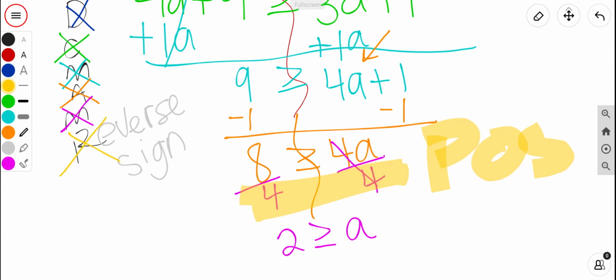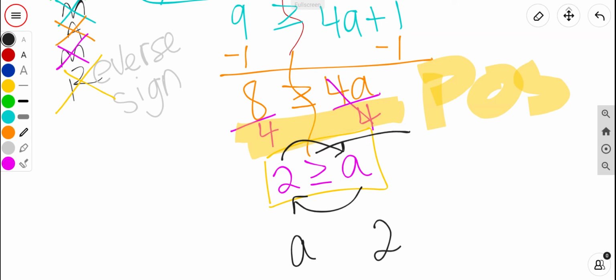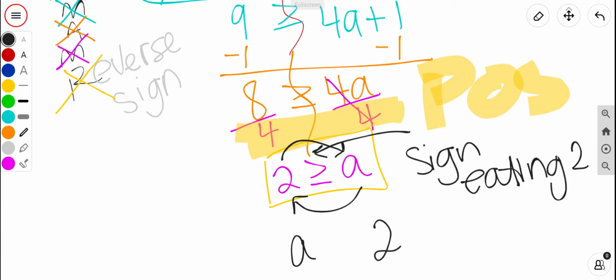But look, I have to have my variable on the left. And right now it's on my right. So I'm going to turn this problem around. So the a is going to go on the left. The 2 is going to go on the right. I have to be really careful with my sign. Right now, do you see how this sign is eating the 2? I have to keep it eating the 2.